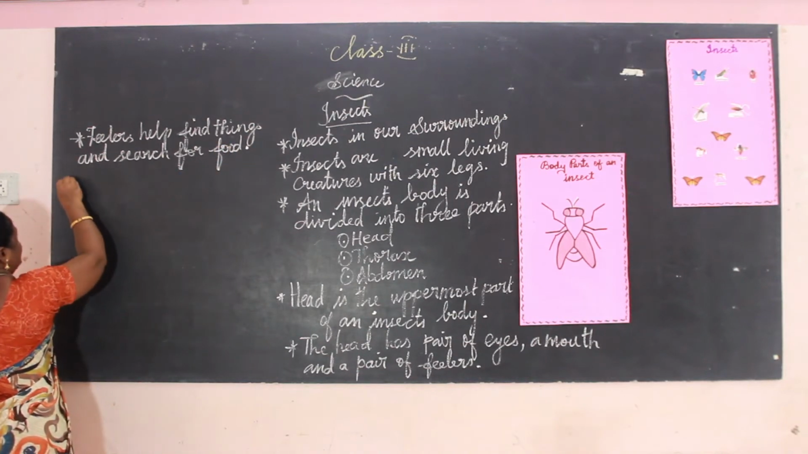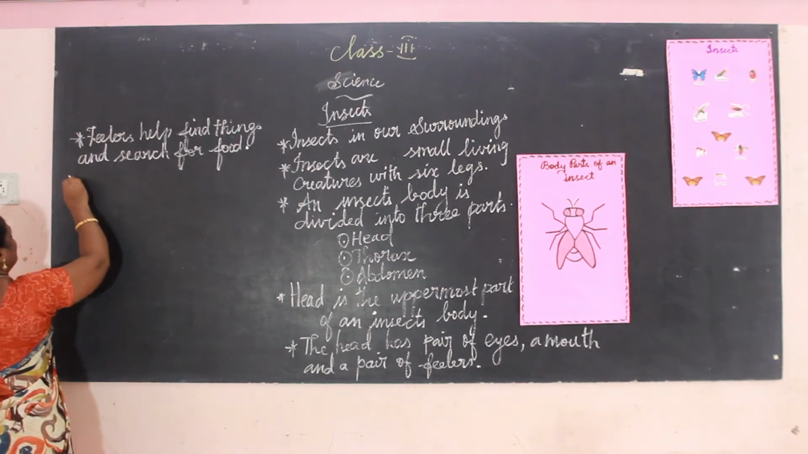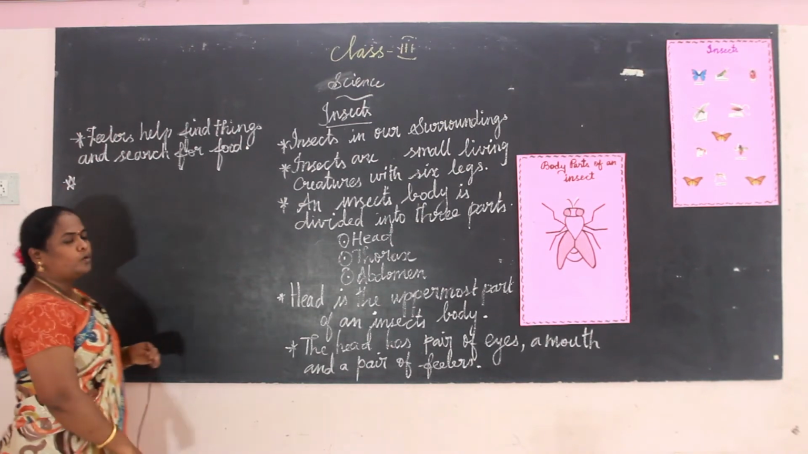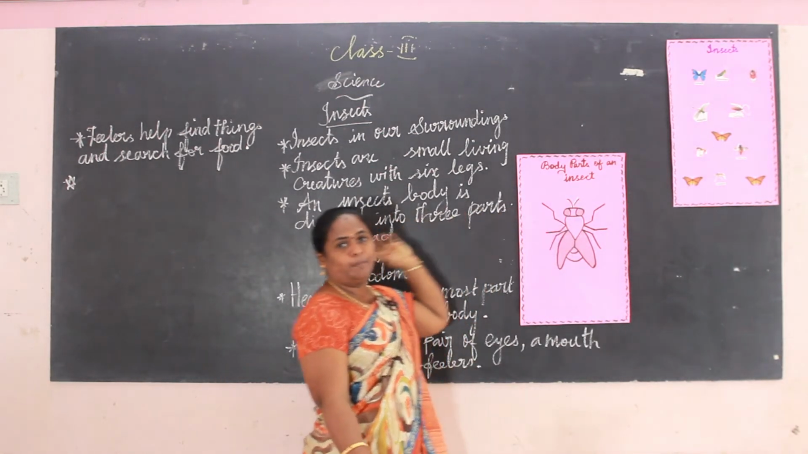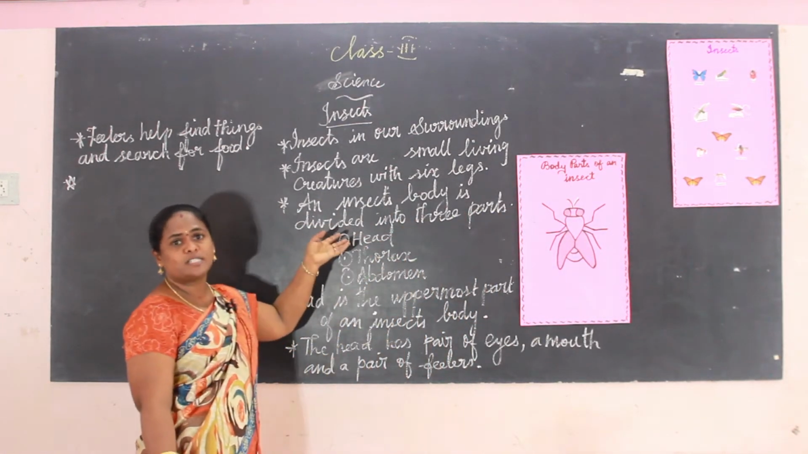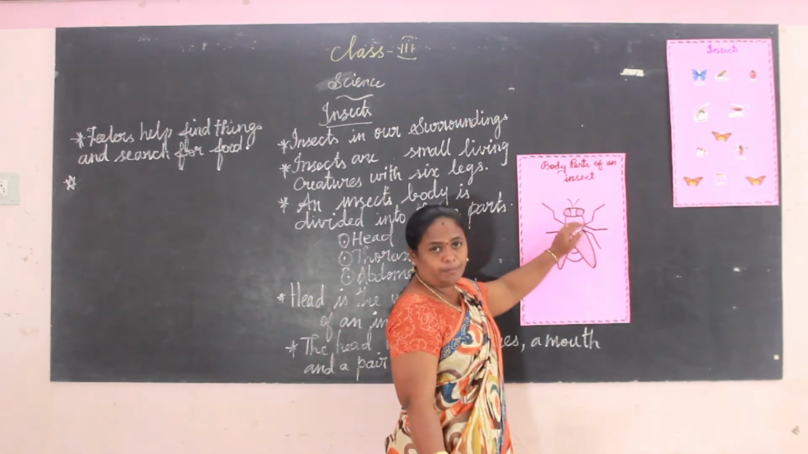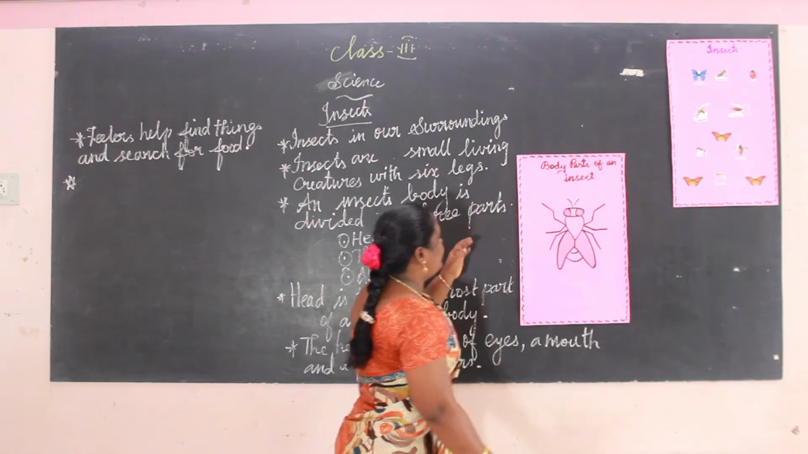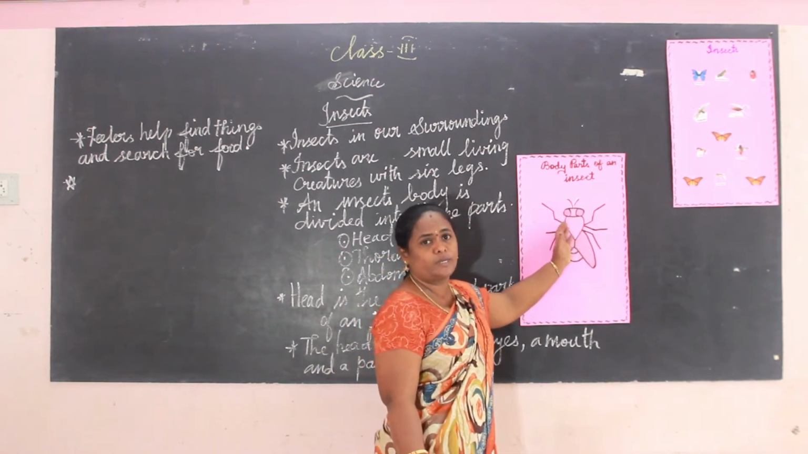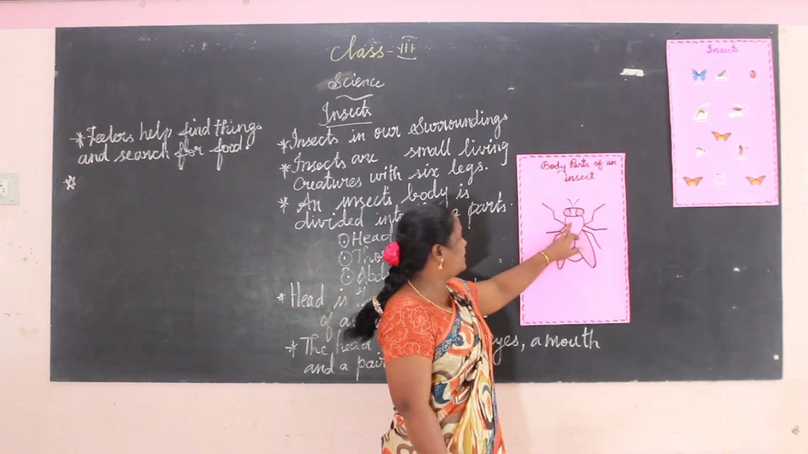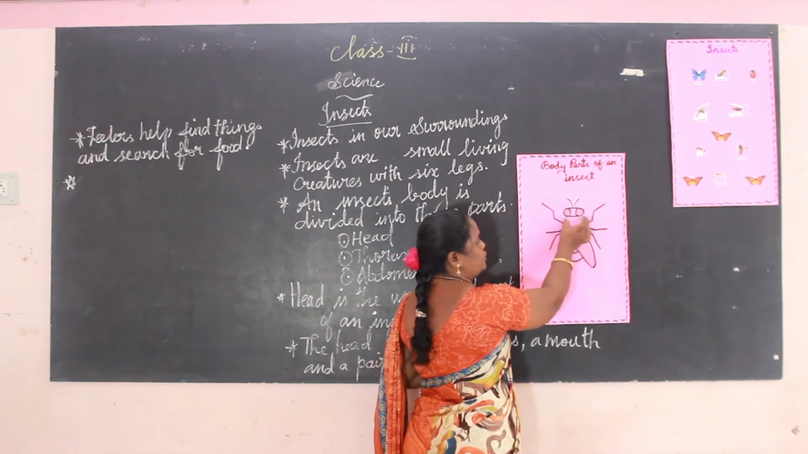And the next part is the thorax. Below the head, the thorax is present, and the legs and wings are attached to the thorax. So the legs and wings are attached to this part.